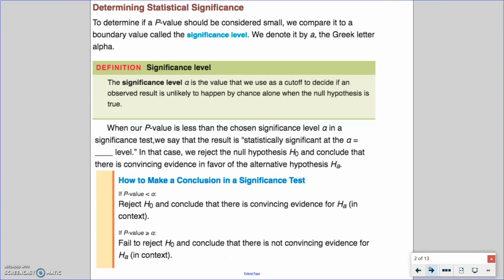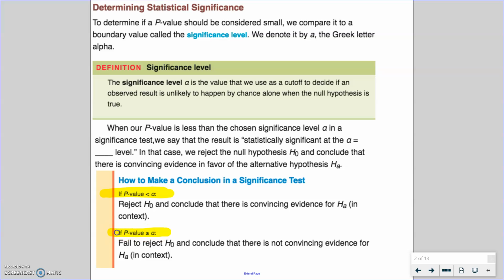So a significance level is the value that we use as a cutoff to decide if an observed result is unlikely to happen by chance alone. So it's our cutoff value for whether it's a small p-value or a large p-value. If our p-value is smaller than our cutoff point, that's when we would say the p-value is small. Therefore, we can reject the null because we have convincing evidence that what we think is true is true.